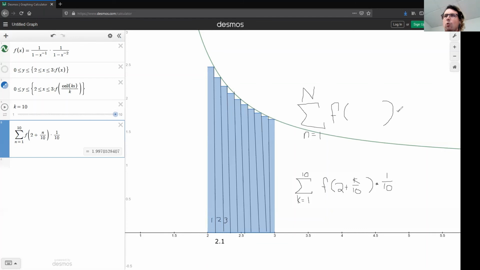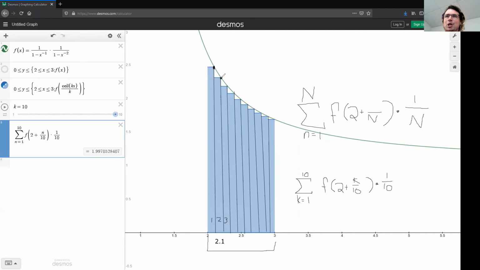Well, how wide are the rectangles? My total interval is 1 unit wide, and if I'm dividing that up into n pieces, each piece must be 1 divided by n units wide. So my first rectangle here, I am measuring the height at 2 plus 1 divided by n.